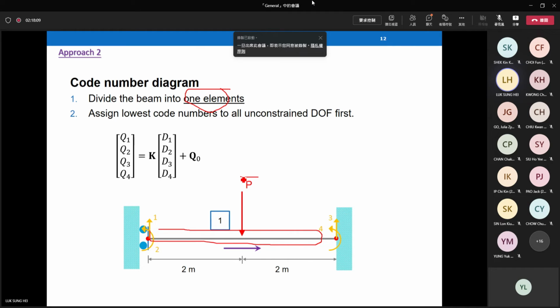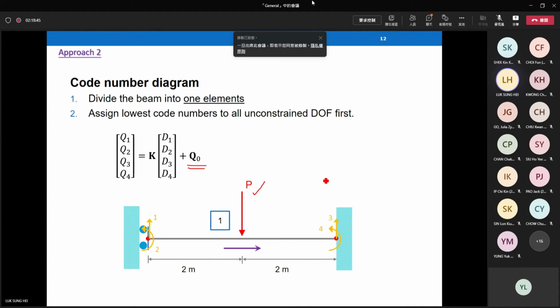Then what about the force? The force P is now acting at the middle between 2 nodes. How to handle this force? In the lectures, we introduced one term called intermediate loading. P actually becomes intermediate loading if you model the structure using one element. How to handle intermediate loading? You can use the fixed end force vector Q0. You can convert P to a fixed end force vector. So it seems that we can solve the problem using a single element, right?